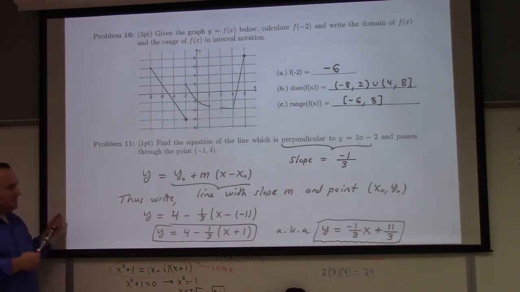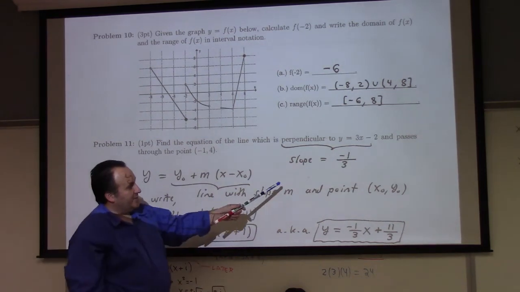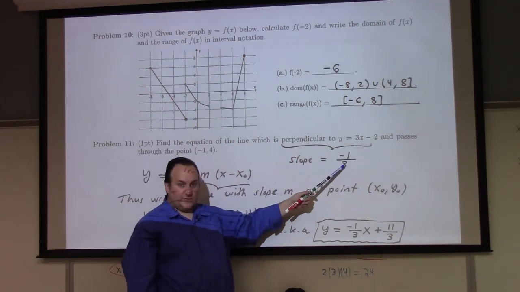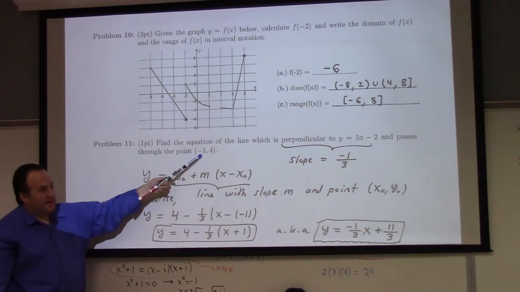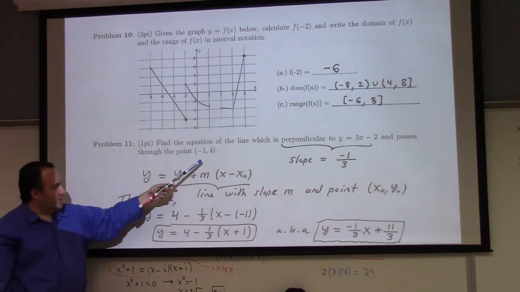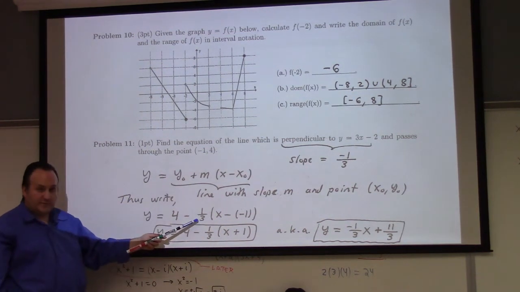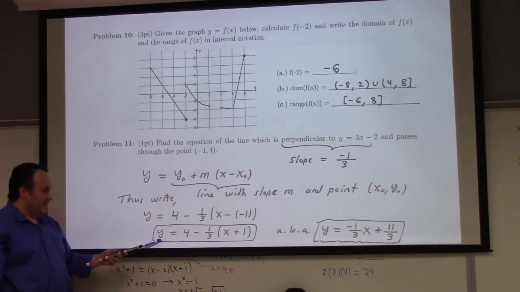Problem 11 is not hard. There are two versions of it. One's parallel, one's perpendicular. For perpendicular, you need the negative reciprocal of the slope that's given. This has slope 3, so the perpendicular line must have slope -1/3. And then I just used point-slope. I know my point is (4, -1), so point-slope tells me I put the y value here, and I subtract the x value there. I put the slope of -1/3, and there you go. This is the formula of the perpendicular line through (4, -1).